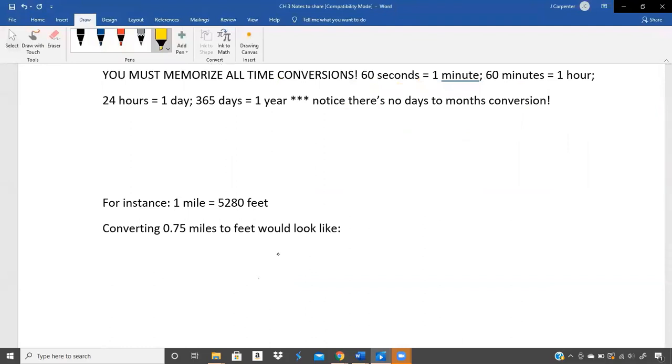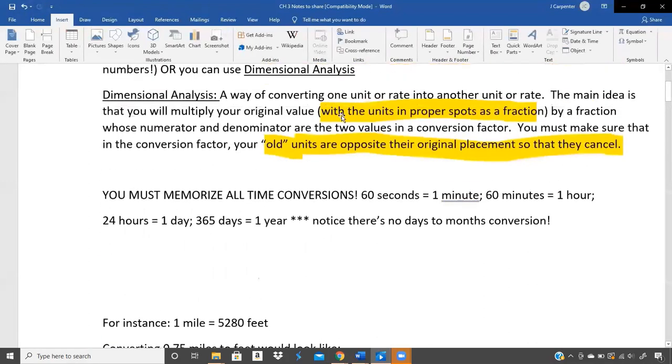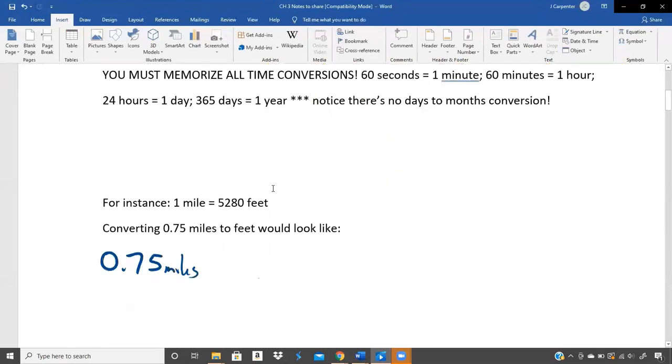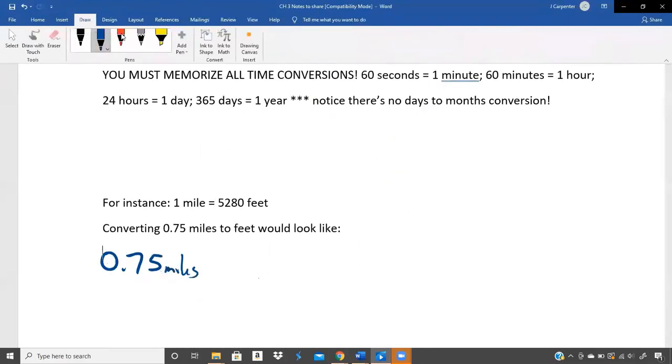So to convert 0.75 miles to feet, sure, you could do it as a proportion. I'm not going to show you that because, well, I will, but let's do it this way first. You start with your highlighter. You start with your 0.75 miles. So this is our original value. That's what we start with. The process is you start with your original value with its units in the proper spot. And then we're going to multiply by a fraction. That's dimensional analysis. What do you do with your number and units? Multiply by a fraction.